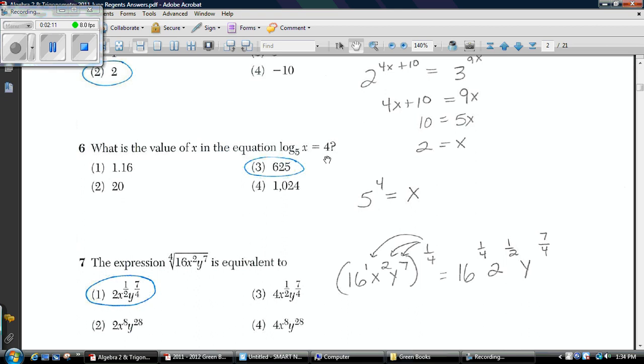Logarithmic, convert this back to exponential form. So 5 to the 4th power is x. Boom, there's your answer.